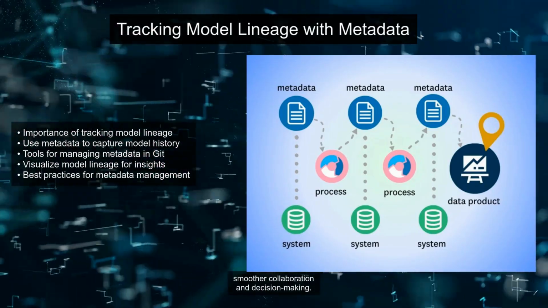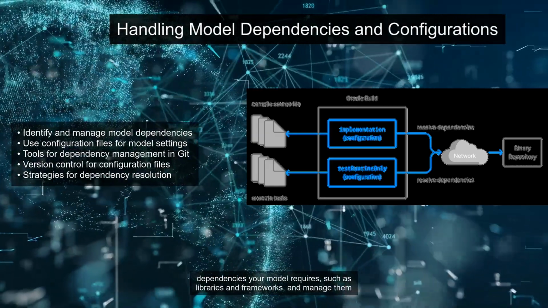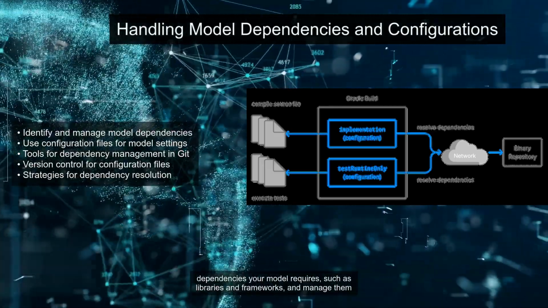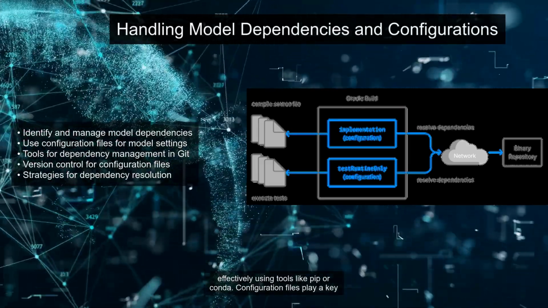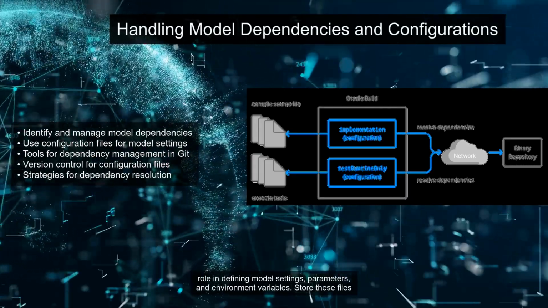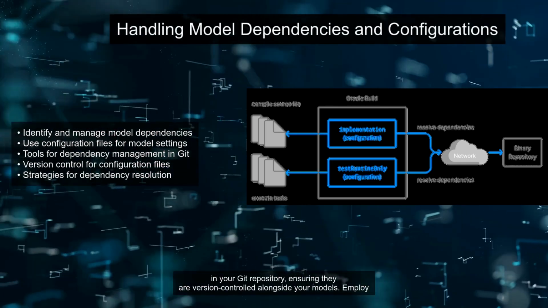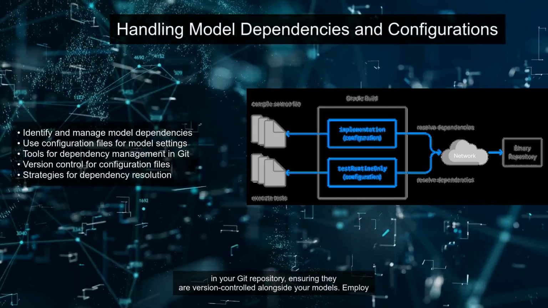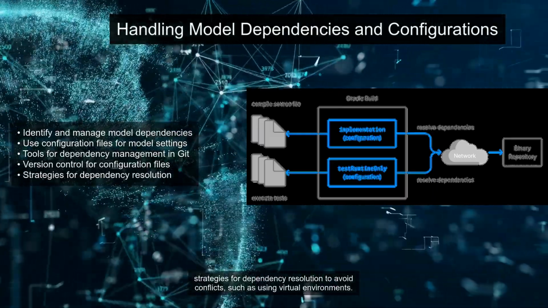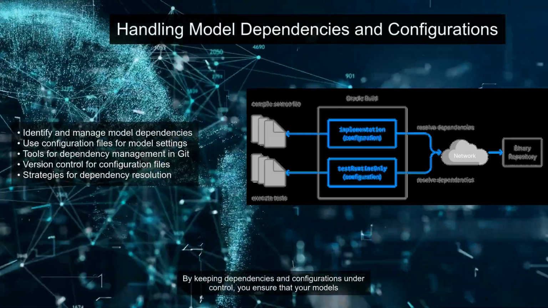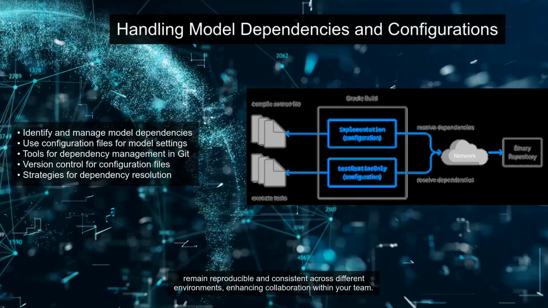Managing dependencies and configurations is crucial for model versioning. Identify all the dependencies your model requires, such as libraries and frameworks, and manage them effectively using tools like pip or conda. Configuration files play a key role in defining model settings, parameters, and environment variables. Store these files in your Git repository, ensuring they are version controlled alongside your models. Employ strategies for dependency resolution to avoid conflicts, such as using virtual environments. By keeping dependencies and configurations under control, you ensure that your models remain reproducible and consistent across different environments, enhancing collaboration within your team.